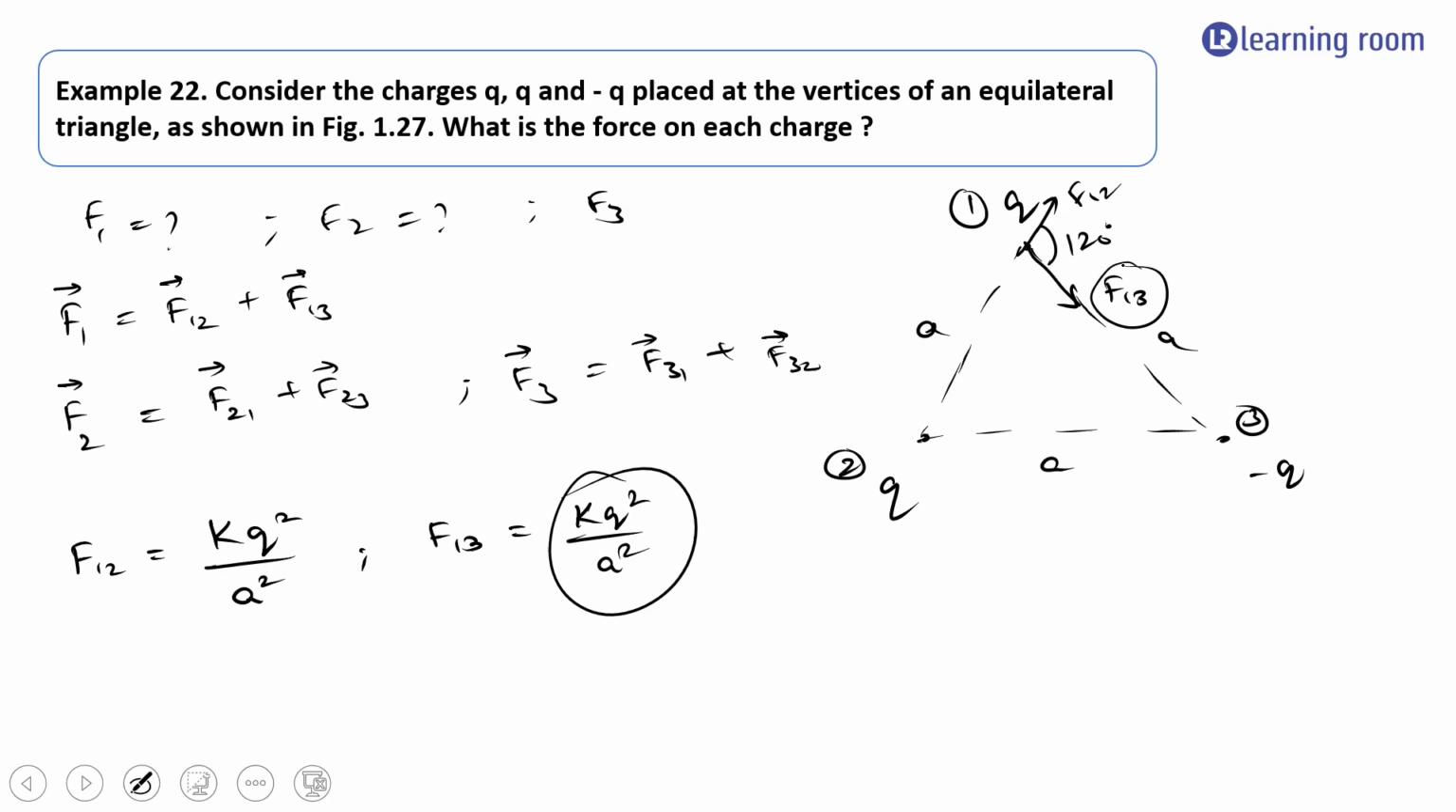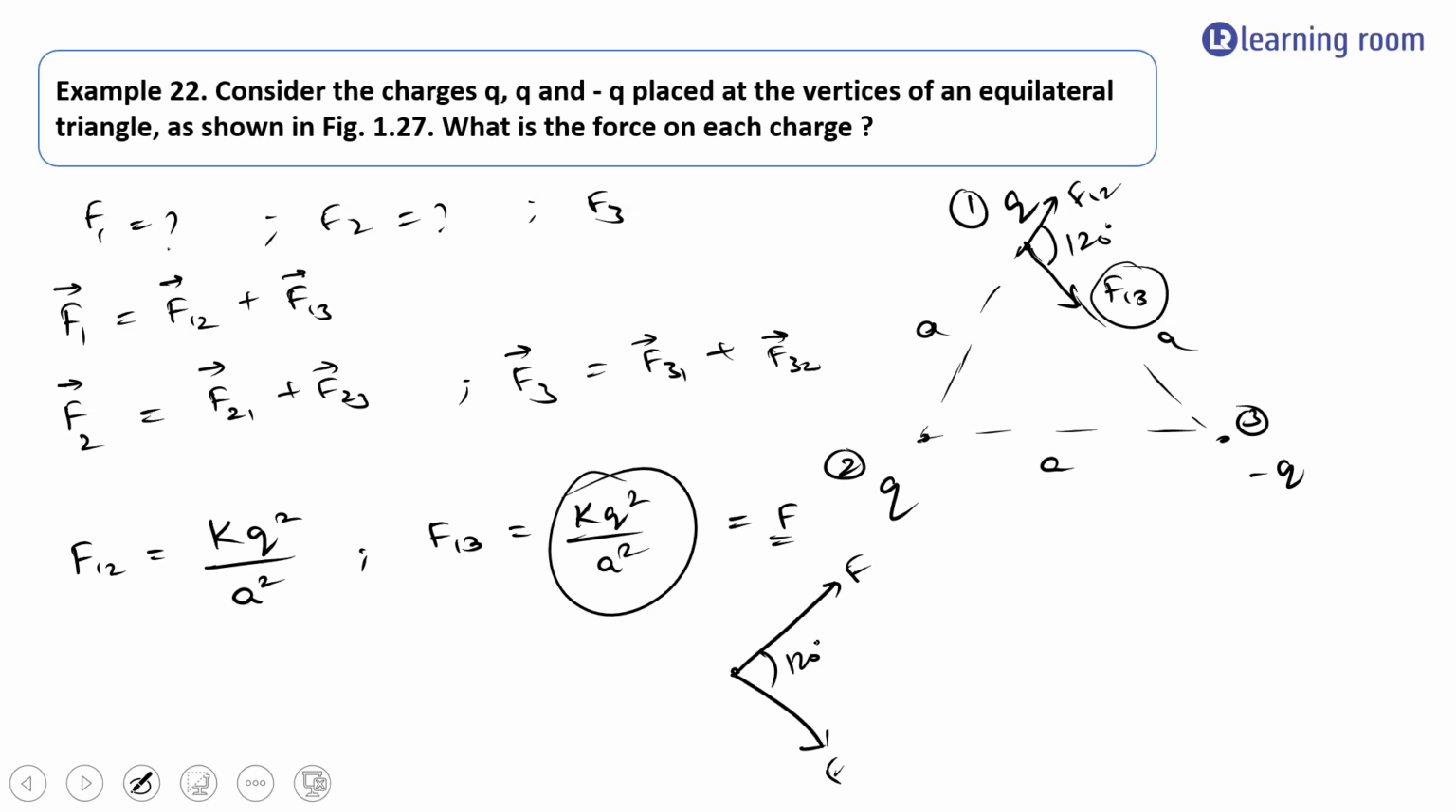Okay. So one thing I'm able to understand here is both are of same value. So I write it as F. If I take a free body diagram of the first charge, this is F and this is also F. Here it is going to be 120 degrees. Am I right? Now the question is, where is the resultant going to be?